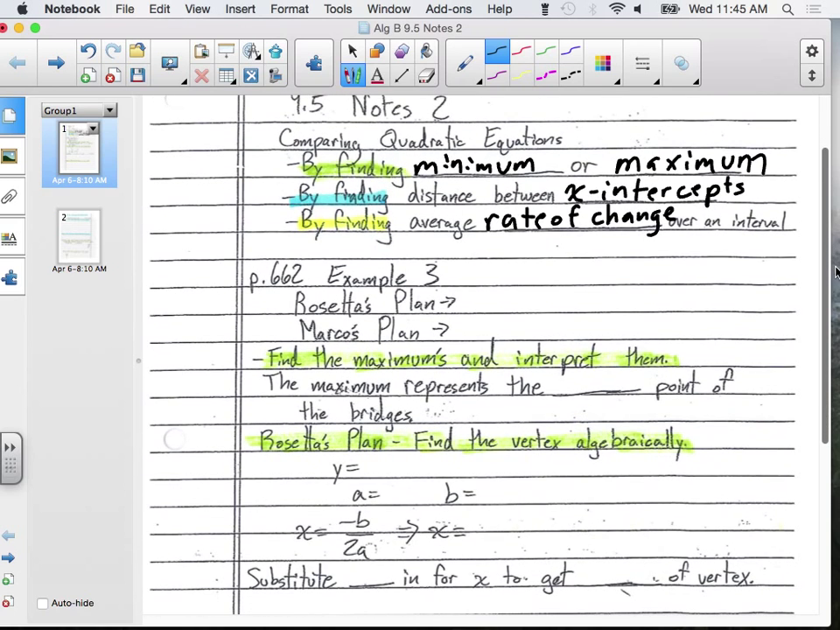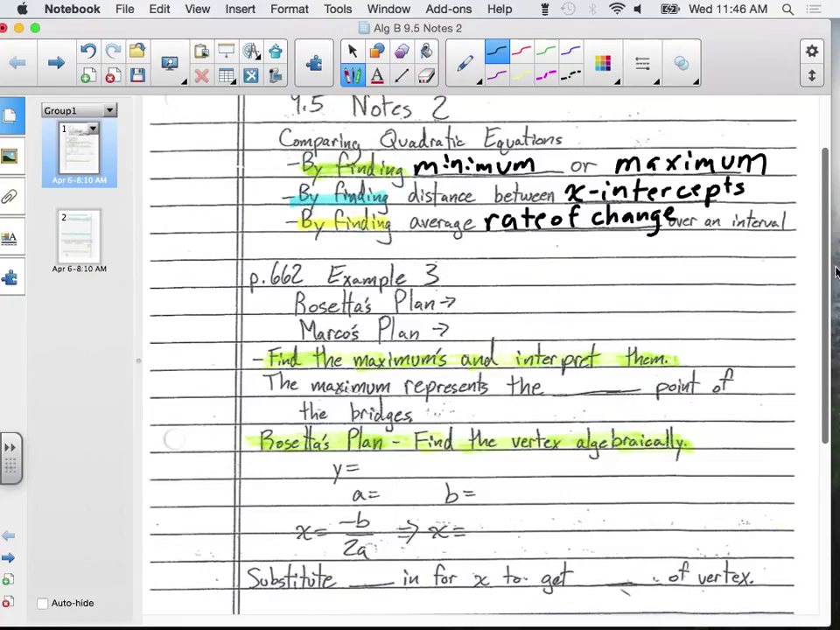Okay? Alright, so, example 3 on page 662, that's what I had you guys open your books to. It says that students in an engineering class were given an assignment to design a parabola-shaped bridge. Two students, their plans are to the right. It says Rosetta's plan and Marco's plan. We are going to compare their minimums and maximums, the distance between their x-intercepts, and the average rate of change over an interval.